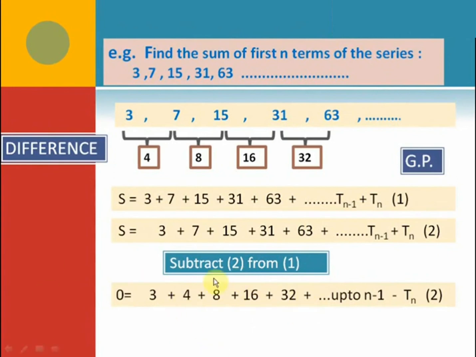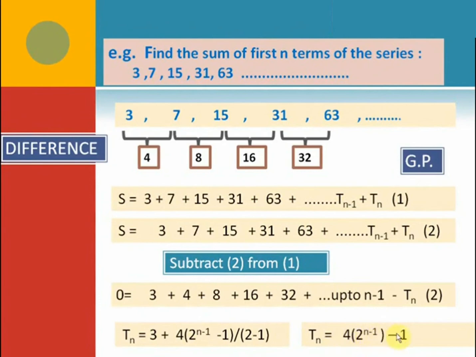Therefore we are going to use that formula to find the sum of all these terms, and so Tn would be equal to 3 plus 4 times 2 to the power of n minus 1 divided by 2 minus 1. This is because the formula is a into r to the power of n minus 1 divided by r minus 1. Thus Tn is equal to 3 plus 4 into 2 to the power of n minus 1 divided by 2 minus 1. This further becomes Tn equal to 4 into 2 to the power of n minus 1 minus 1.